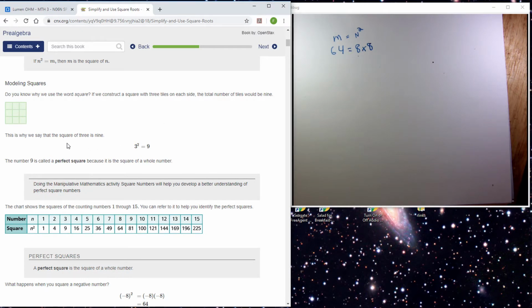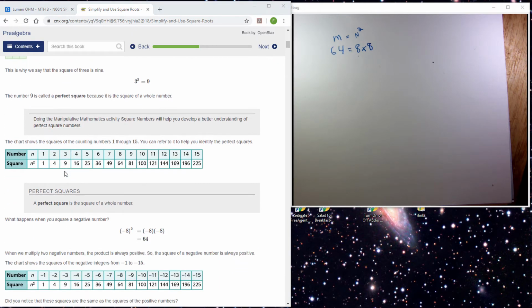In this way, we can say that the square of 3 is 9. 9 is a perfect square, because it's the square of a whole number. Any number that is the square of a whole number is called a perfect square. Here you have some examples of perfect squares: 1, 4, 9, 16, 25. All of those are the results of multiplying a whole number by the same whole number. A perfect square is the square of a whole number.